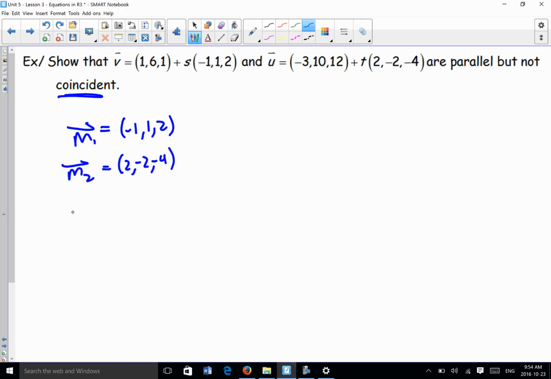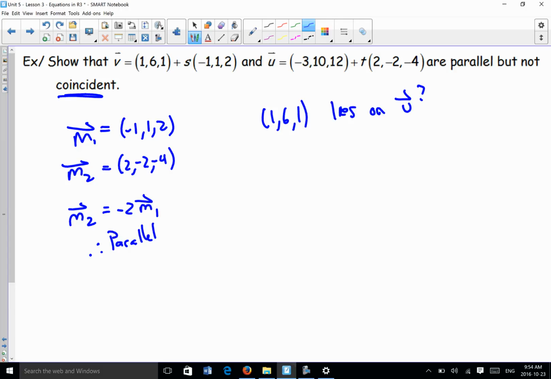And what do we notice? We notice that m2 is -2 times m1. Okay, so it has to be parallel. Coincide means that they're the exact same line, which means every point from one line has to be a point on the other line. So let's test it out. Let's see if the point (1, 6, 1) lies on U. If it does, that means they're coincident. If it doesn't, they're not. So how do I test that out? Well, the easy way is to use either my parametric or symmetric equation. We said symmetric is actually faster than parametric, even though they do the same thing.